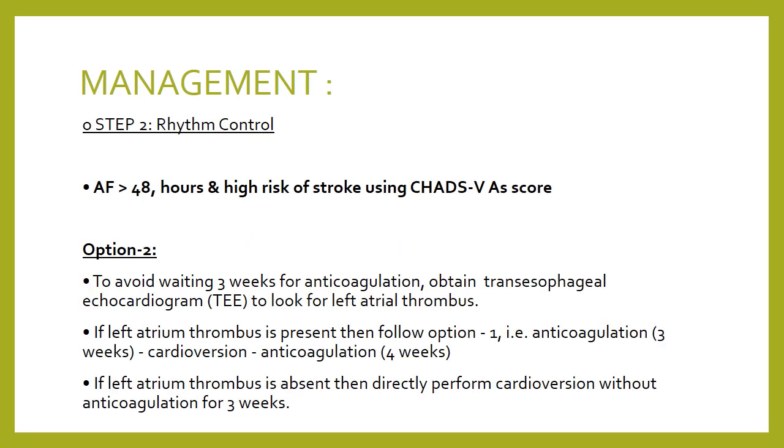In option 2 we skip the 3 weeks of anticoagulation and go for a transesophageal echocardiogram to look for left atrial thrombus. If the thrombus is present, then we follow option 1, that is anticoagulation for 3 weeks and cardioversion, then post-cardioversion anticoagulation for 4 weeks. But if the atrial thrombus is absent, then we directly perform cardioversion without any anticoagulation.